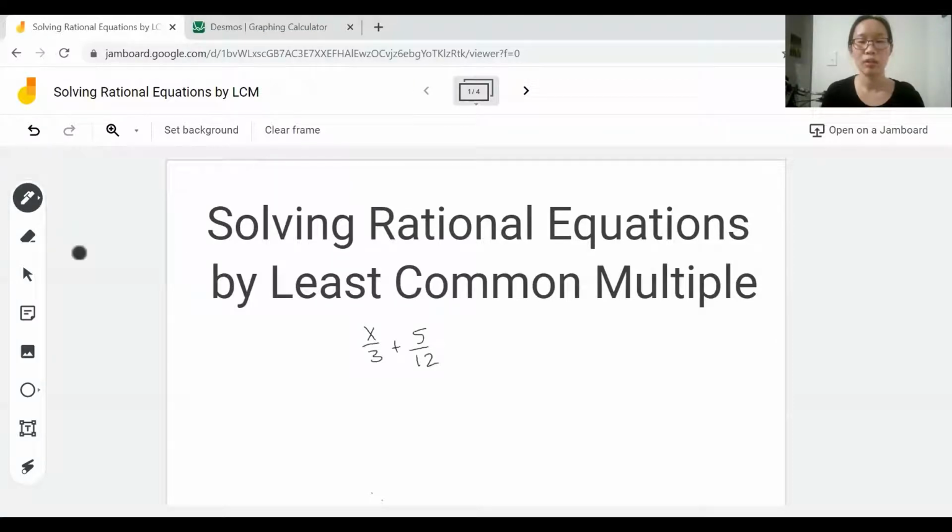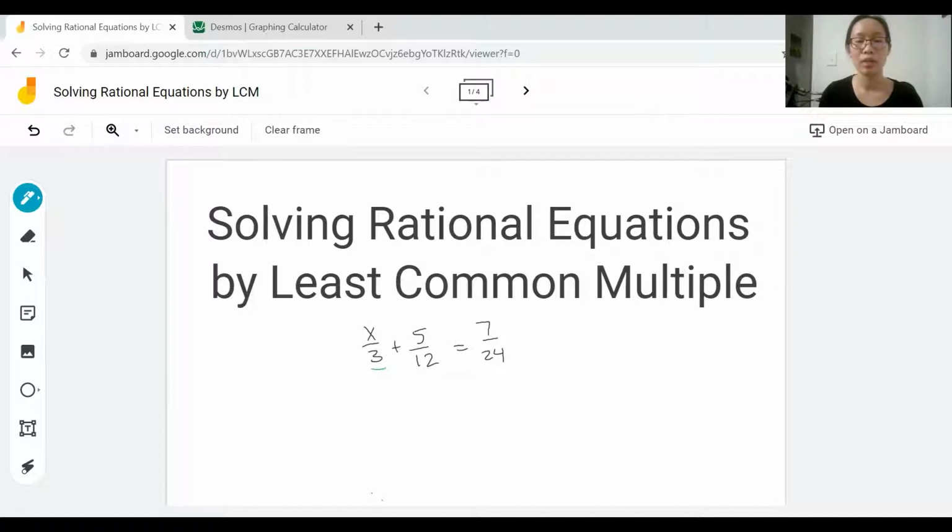So for example, if I had x over 3 plus 5 over 12 is equal to 7 over 24, one thing I could do is combine these two into one single fraction and cross multiply, which is a separate video. Or you can say, I don't want to deal with any denominators, so let me just multiply everything by the least common denominator and I'll get rid of them.